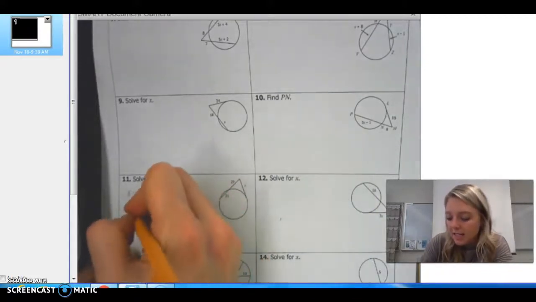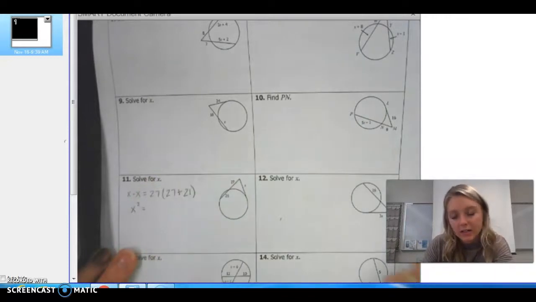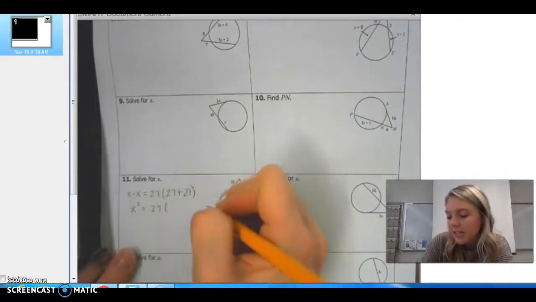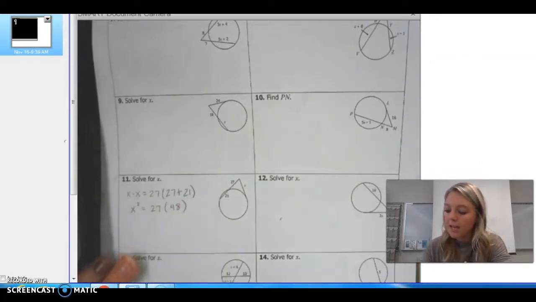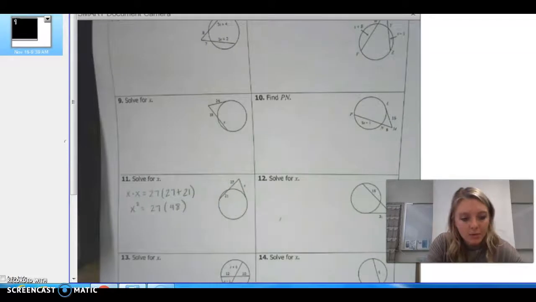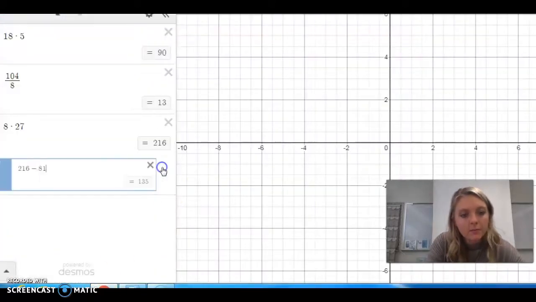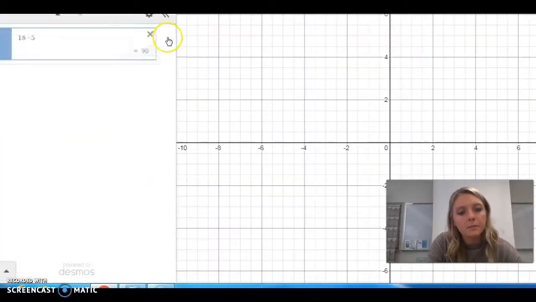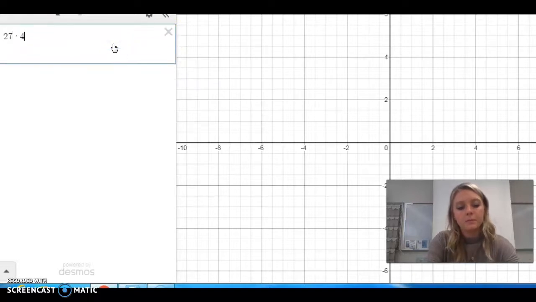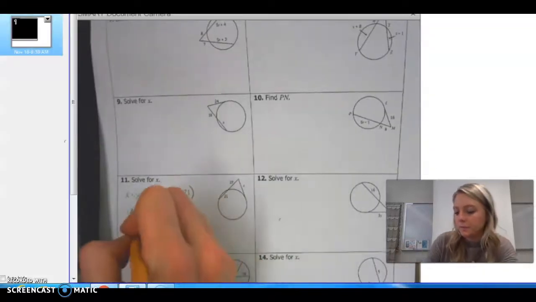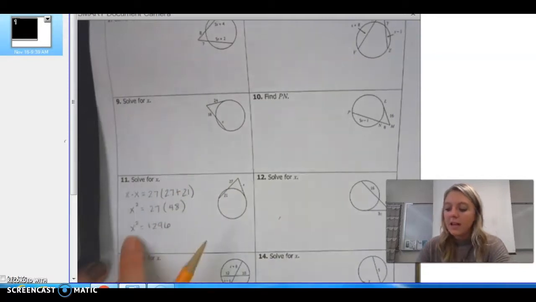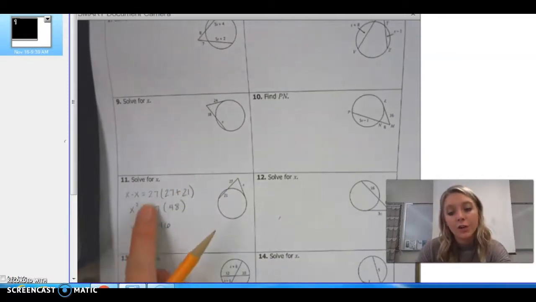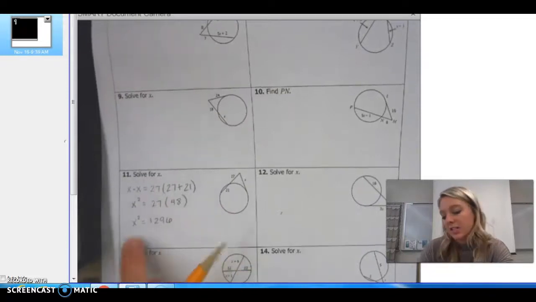X times x, we can write that as x squared. And then 27 times 48. And I'm going to multiply 27 times 48. $1,296. And instead of just having x to the first power, my equation is x squared.